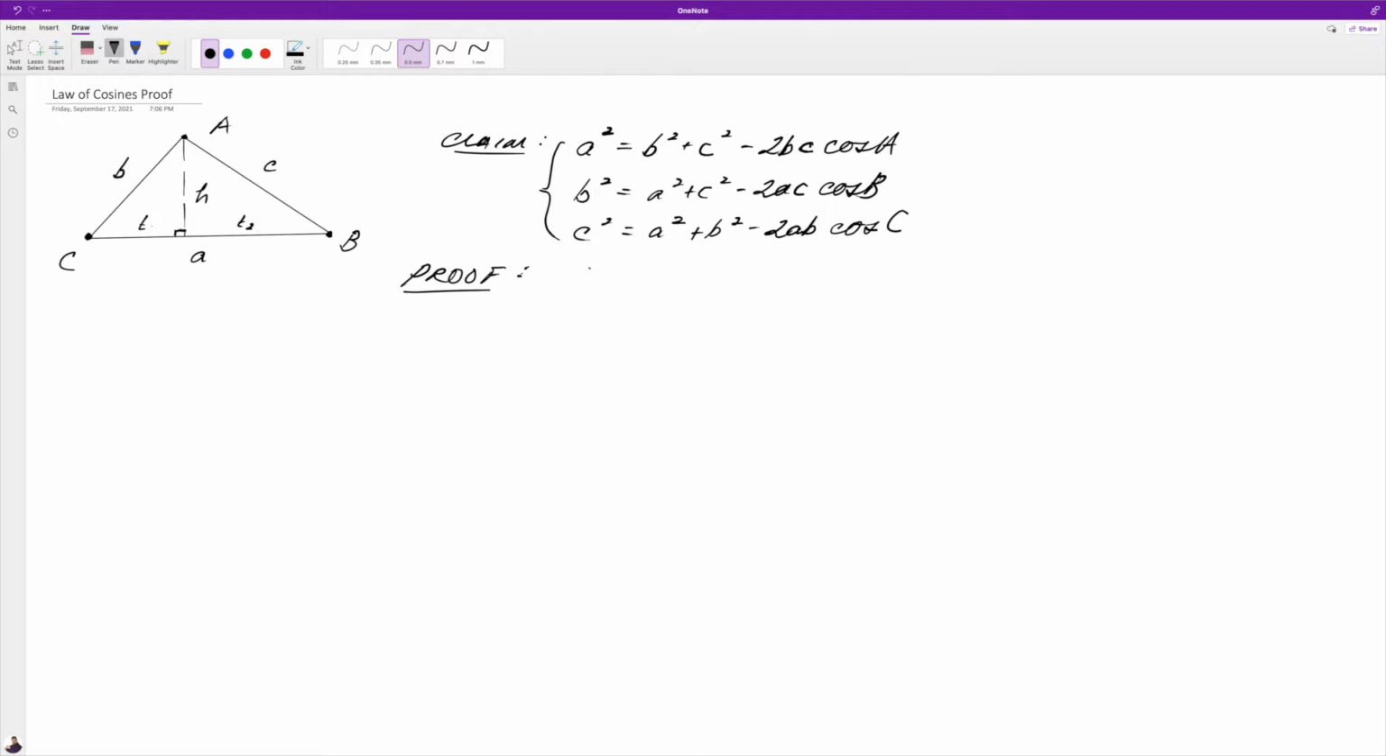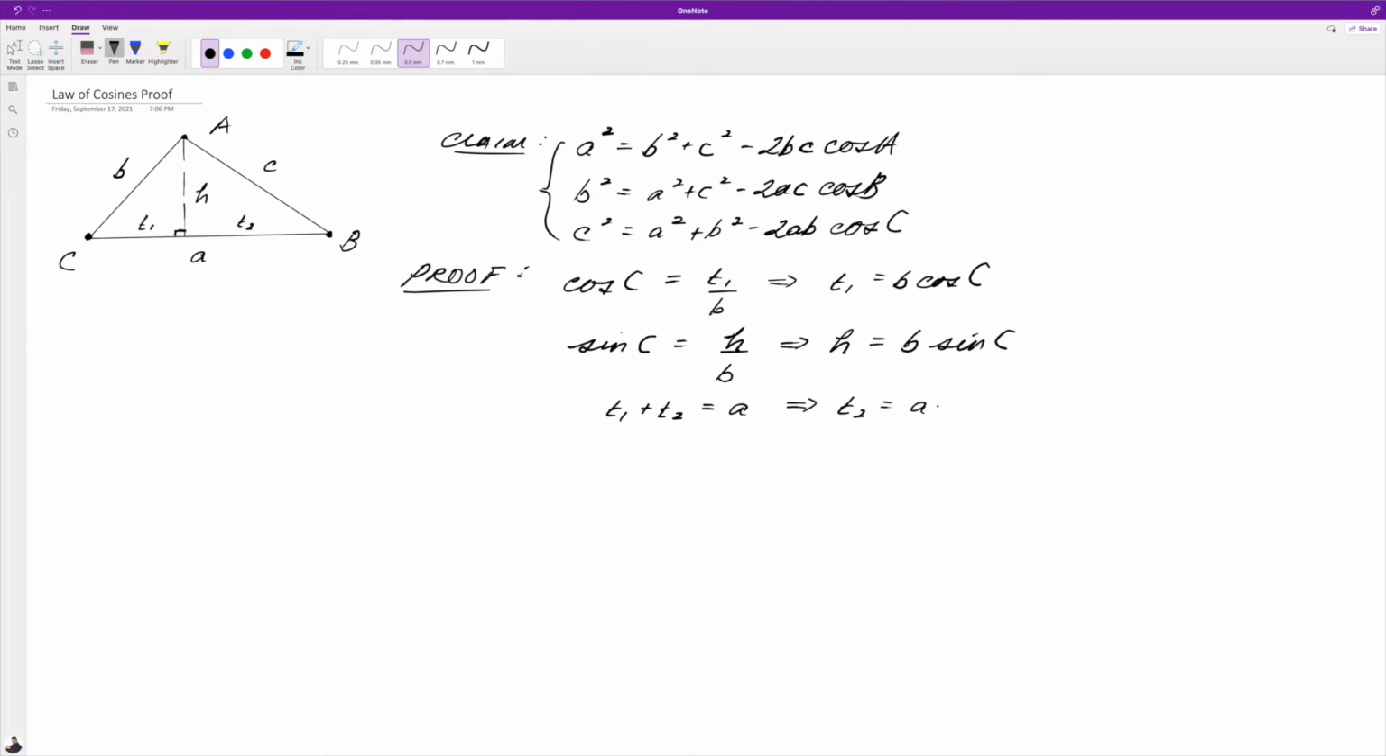So if I take the cosine of angle C, that's the same thing as T1 over B. And so therefore I can think of T1 as B times cosine of big C. Now I can also think of the sine of big C as H over B. And of course that is the same as H is equal to little b times the sine of big C. Now we know that T1 plus T2 is equal to A. And so that means that T2 is going to be equal to A minus T1.